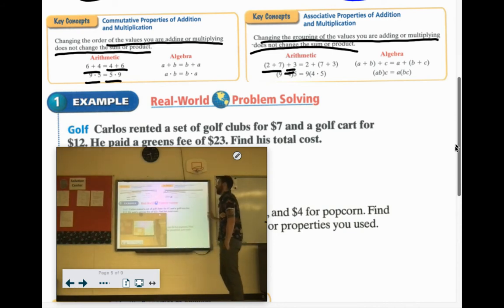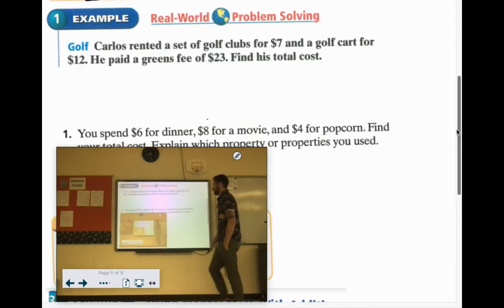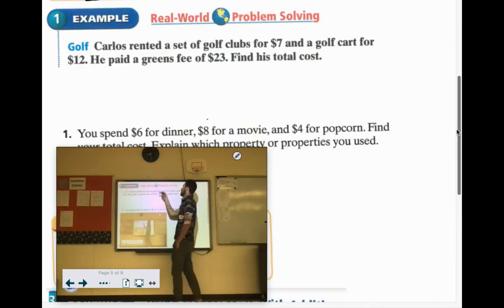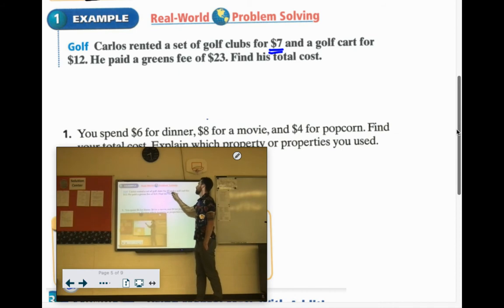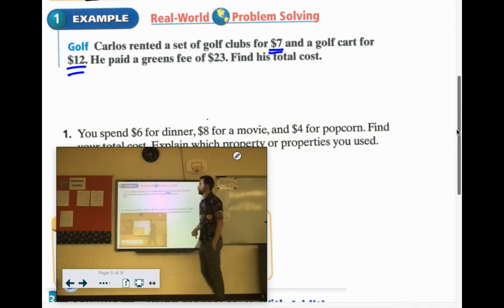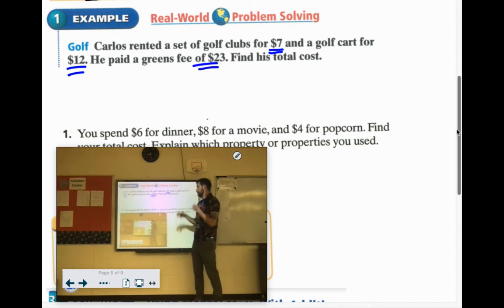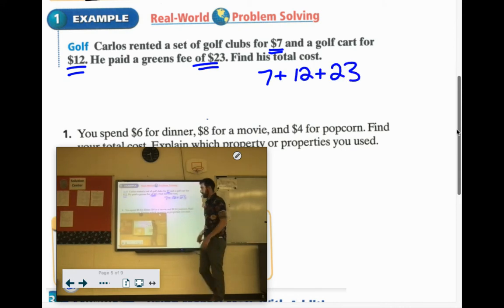Carlos rented a set of golf clubs for $7 and a golf cart for $12. He paid a greens fee of $23. Find his total cost. So he had to pay the 7, he had to pay the 12, he had to pay the 23. Now these aren't terribly complicated numbers.